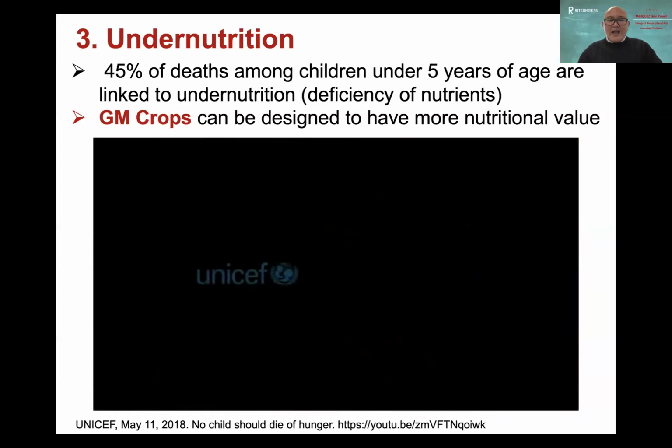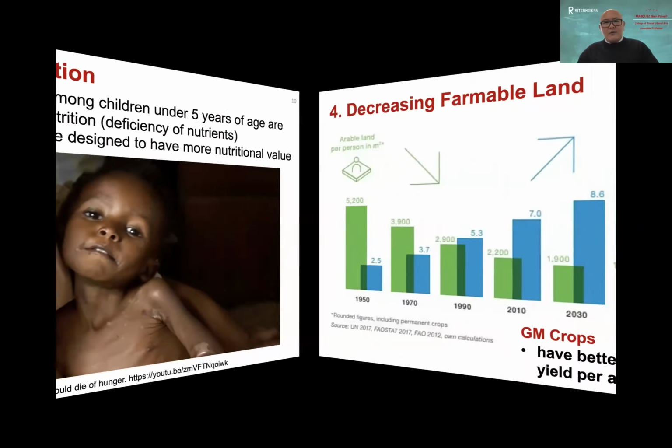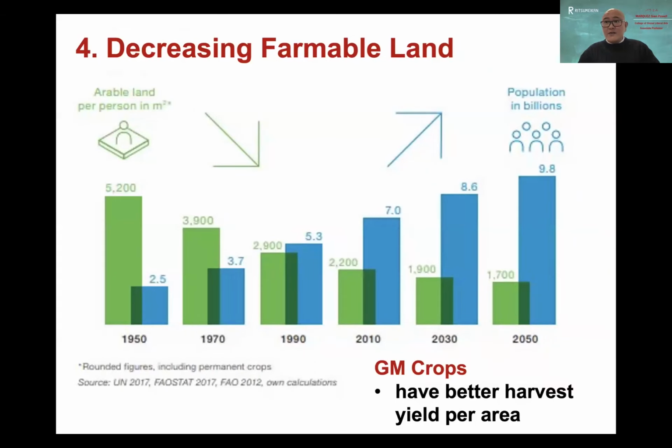So with the advancement of our technology today, this should not be happening, or at least already minimized to a level. But still, this is a common occurrence in many of the places in the African continent. Okay, now aside from that, there's a decreasing farmable land already. So we are converting this farmable land to other uses.